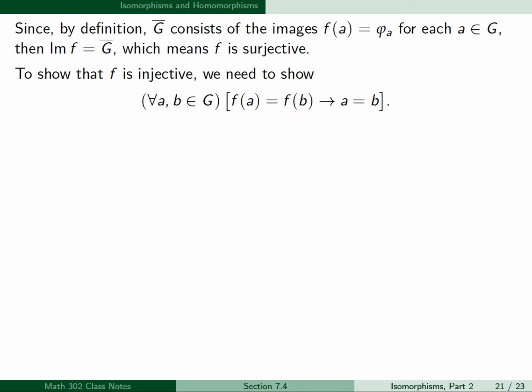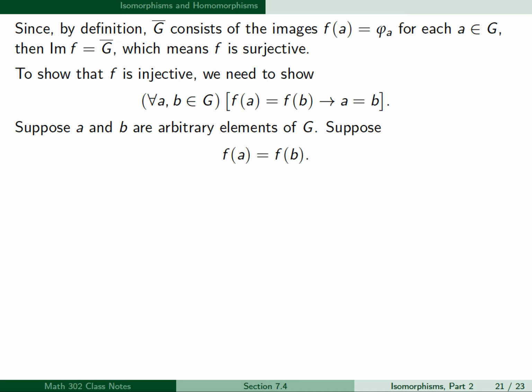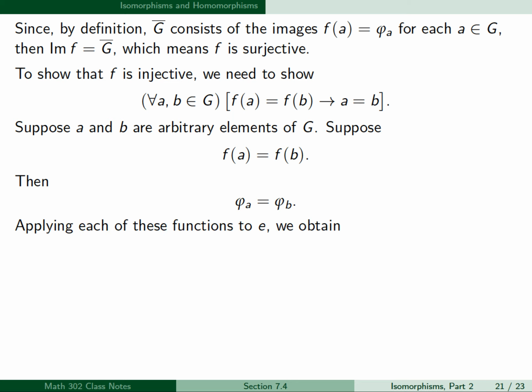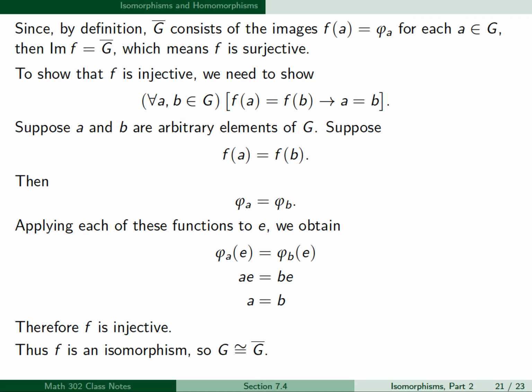And then finally, to show that f is injective, we need to show for all a, b in G, f of a equals f of b implies a equals b. So suppose a and b are arbitrary elements of G, and suppose our hypothesis, f of a equals f of b. Then phi sub a is equal to phi sub b by the definition of our function f. Applying each of these functions to e, we obtain phi sub a of e equals phi sub b of e. And by definition, this is ae equals be, which reduces to a equals b. So this shows that f is injective, and thus f is an isomorphism, so G is isomorphic to G bar.